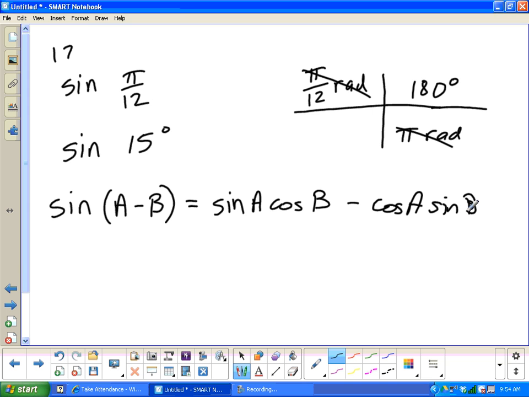Now, what are two angles that could subtract to give me 15 degrees? Lots of them. 45 and 30 would work. What about 60 and 45? Somebody pick two. Which ones do you want to use? All right, 45 and 30. We'll do 45 and 30. Probably should write them here first. 45, 30.